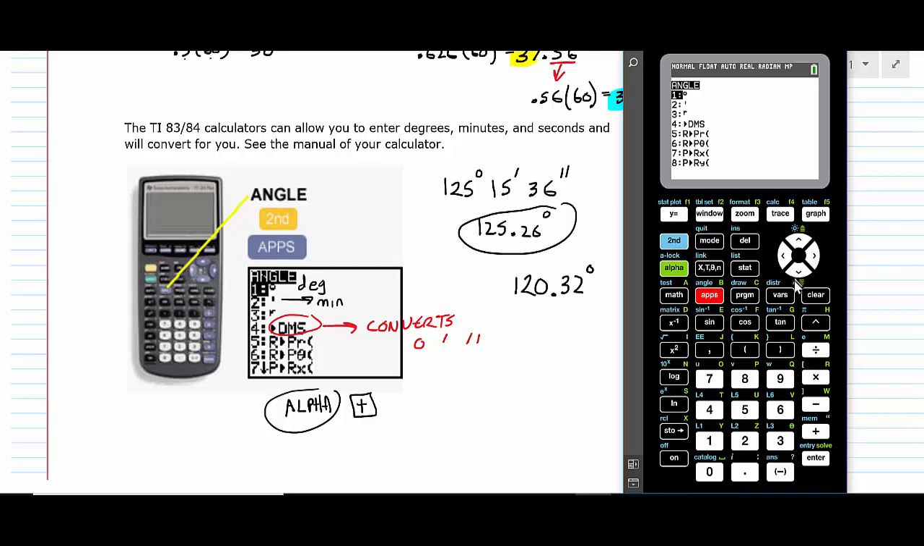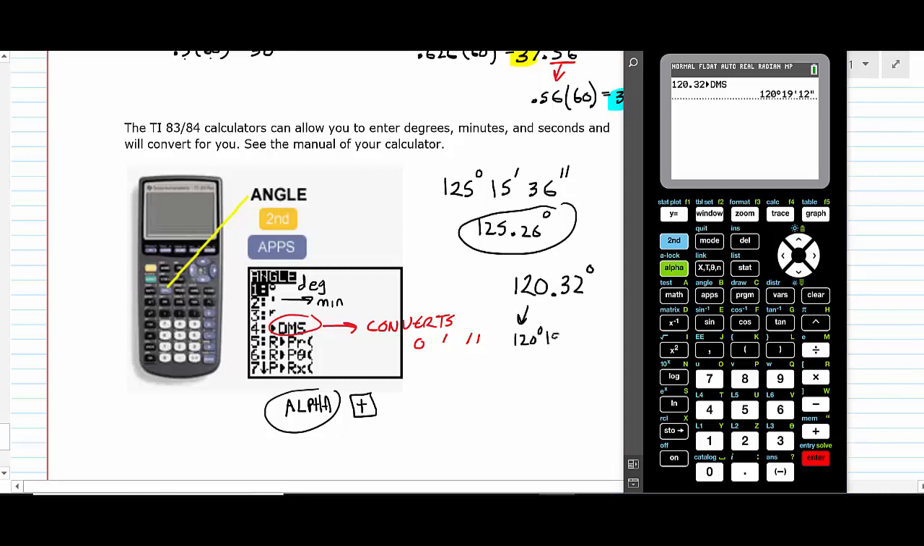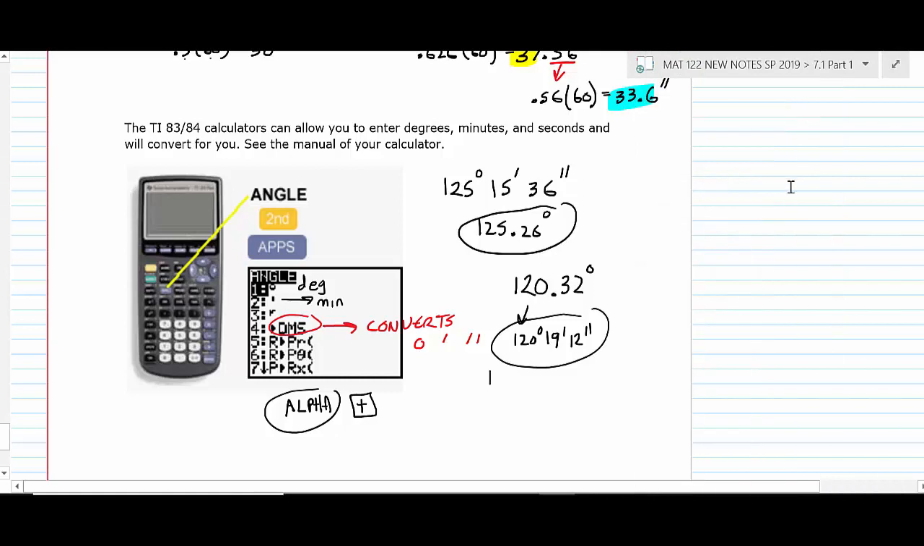Then you go down to DMS. That's going to convert it for you. Press enter. It'll come up on the screen. Press enter one more time, and then there's your answer. So that's giving you 120 degrees, 19 minutes, 12 seconds. I just wanted to show you how to do that. That's kind of a nice thing to learn how to do. You can do those either way.